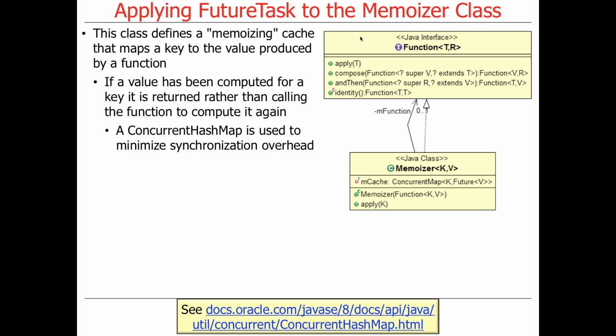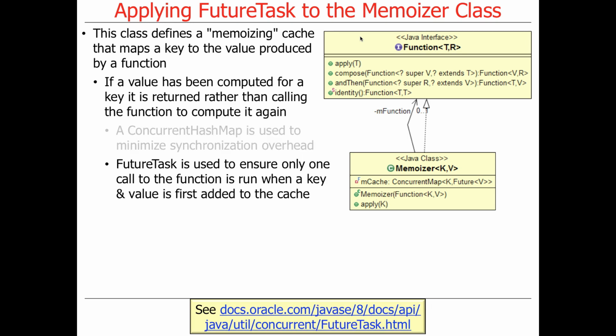Under the hood, we use a ConcurrentHashMap to minimize synchronization overhead. So that's what's used to implement this cache object. We'll see that in a second. And the ConcurrentHashMap, as we'll see also, uses FutureTask to ensure that only one call to the function is run the first time a key and a value are added to the cache. Now, when I show you the implementation, you'll see why we use the FutureTask. It's really, really cool. And the problem it solves is very subtle, and most people don't even understand it's a problem. But we'll see how FutureTask makes that solution really cool. So that's why we're using the Memoizer to demonstrate the FutureTask.